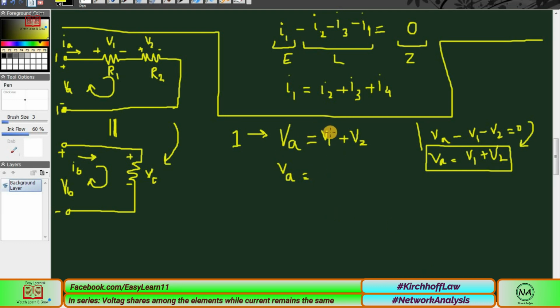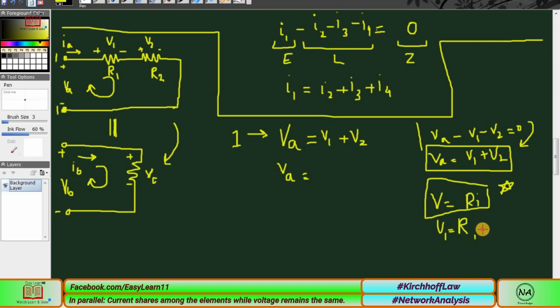So according to the formula of the resistive network, V equals R times I. Go back and look if you haven't memorized it, and if you have, that is well and good. Using this formula for V1, we can modify it for our case: R1 and I1, but the current is the same overall, so here the current is IA. For V2 it is R2, and the current is again the same, IA. So this is the way to write this formula.